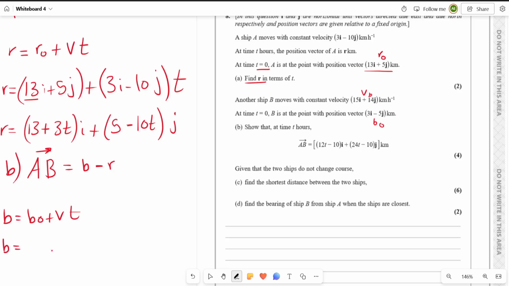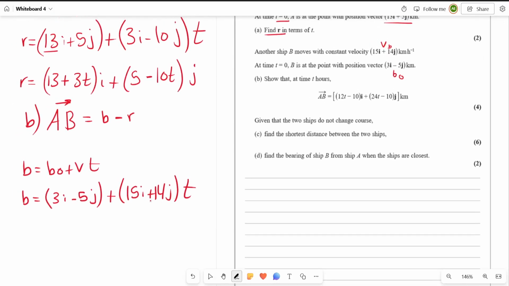B is going to equal, what is B0? It's basically 3i minus 5j, plus the velocity, which is 15i plus 14j, times the time, which is t.